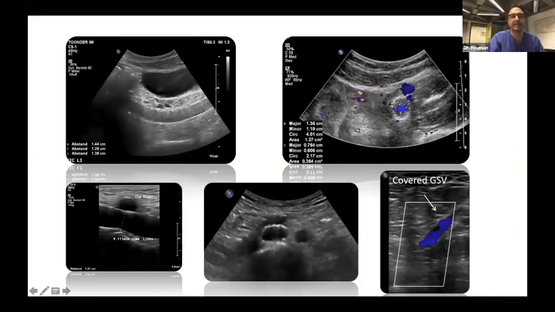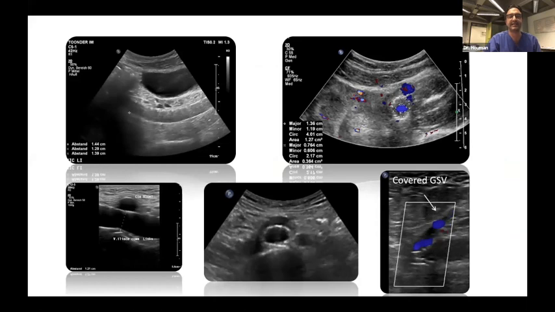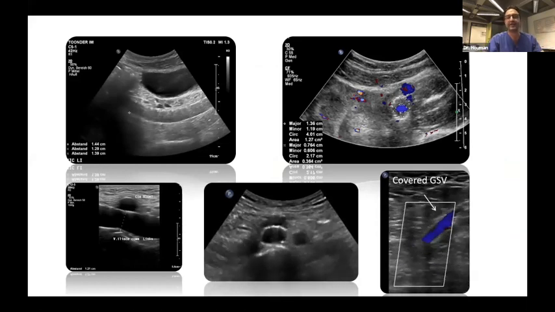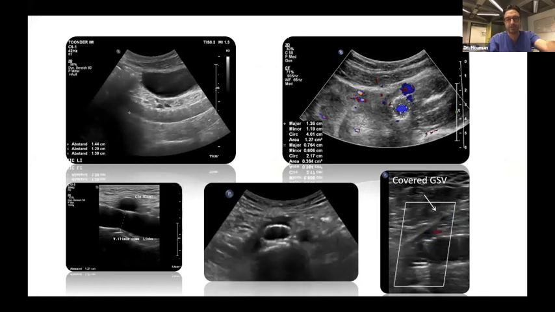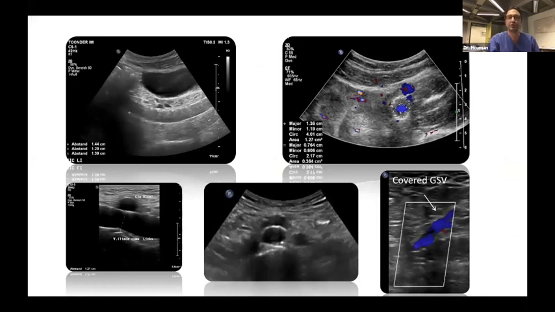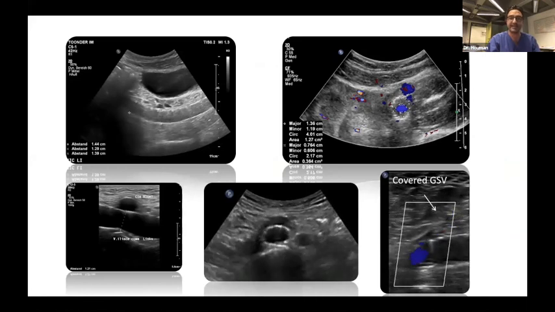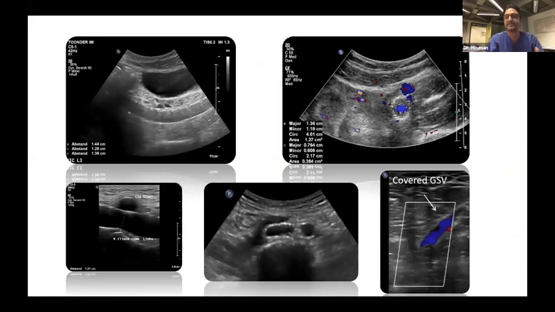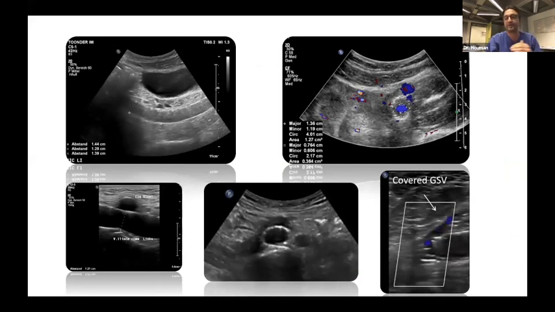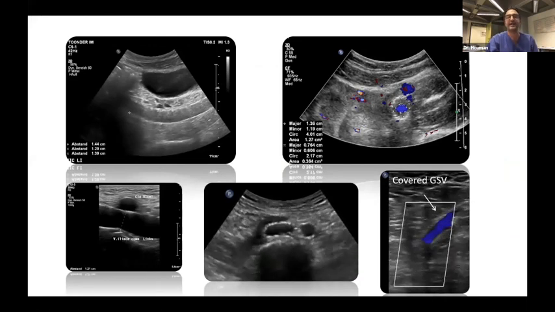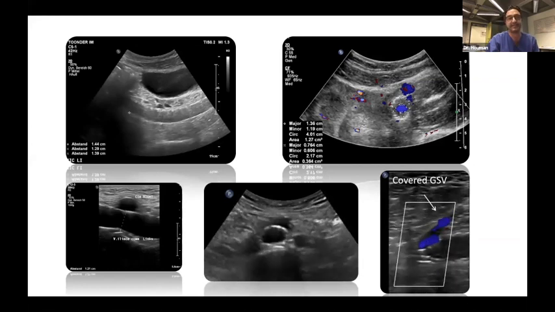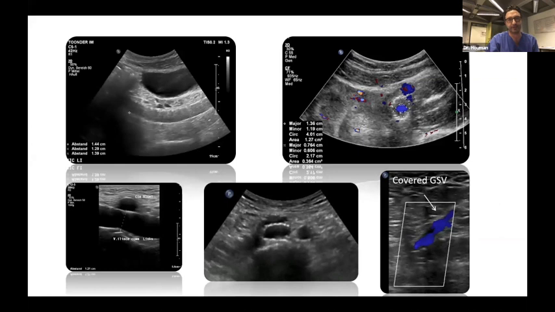These are just images showing you how easily you can follow up the patient after 2 weeks, 6 weeks, 3 months, 6 months, and yearly thereafter with duplex. You can visualize the stent very easily, the in-stent stenosis or thrombosis, the covered or overstented great saphenous vein, and even with a stent, you can compress the stent easily and change the geometry.